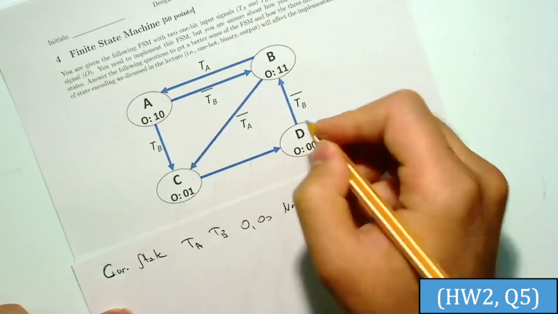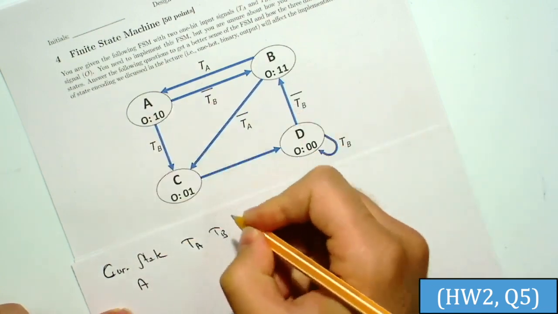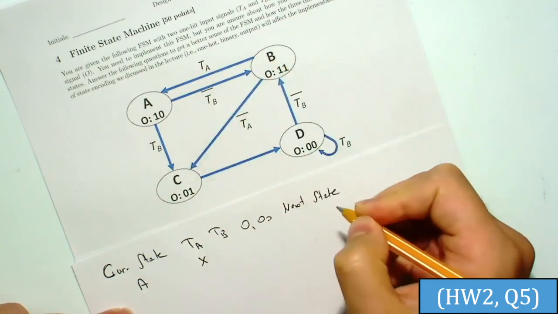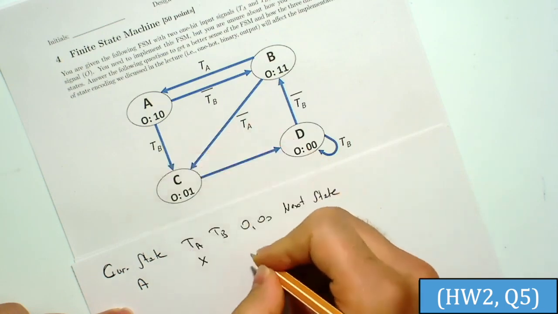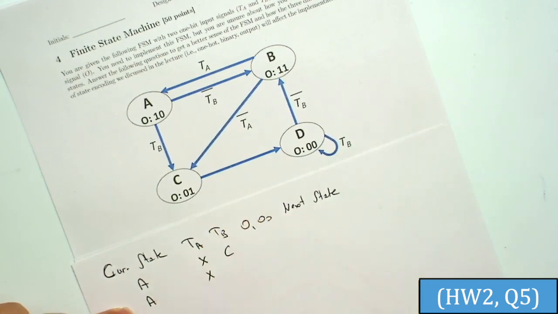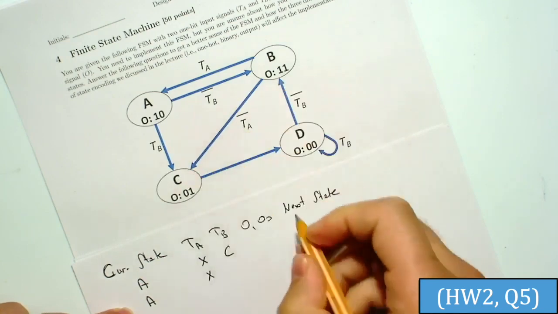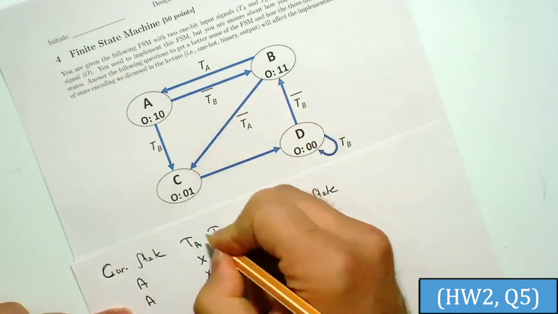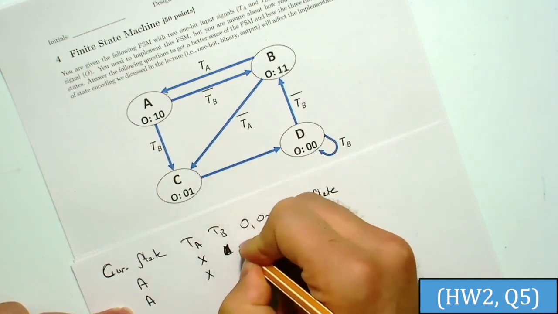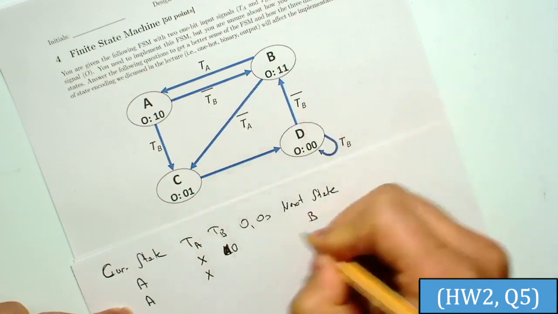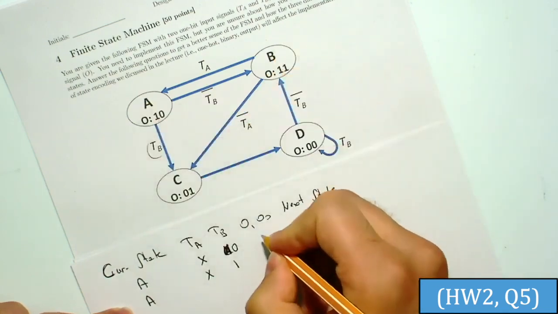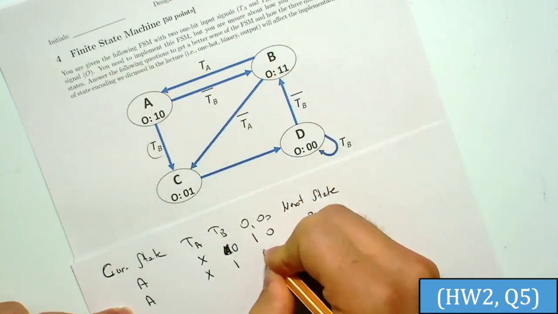For the current state, starting from A, the TA is a don't care. So if I have TB 1, I'll visit C. Again being in state A, TA don't care, and if I have TB 0, I'll visit B, and if I have 1 here, I'll visit C, and the output when I'm in state A will be 1, 0, 1, 0.